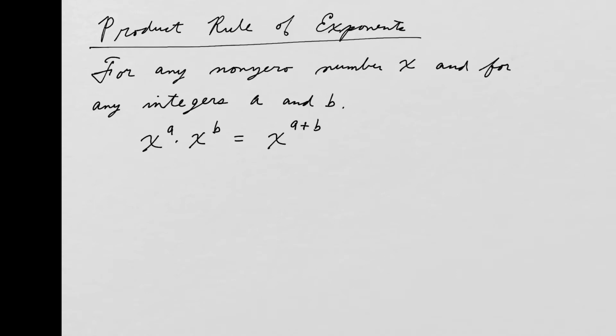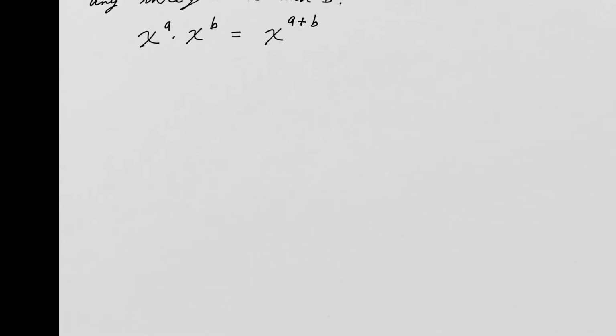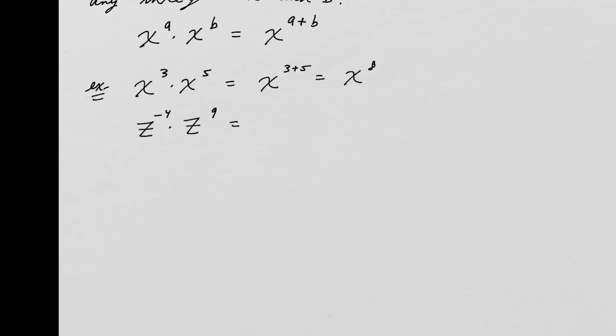So let me do a couple examples. Let's say we have x to the third times x to the fifth. So the bases are the same, so I keep the base. And then I add the exponents. Well, what's 3 plus 5? That's equal to 8. So this answer would be x to the 8th. If I had z to the negative 4 times z to the 9th, then this would be z, and I have to add negative 4 plus 9, but we know that's 5, so this would be z to the 5th.